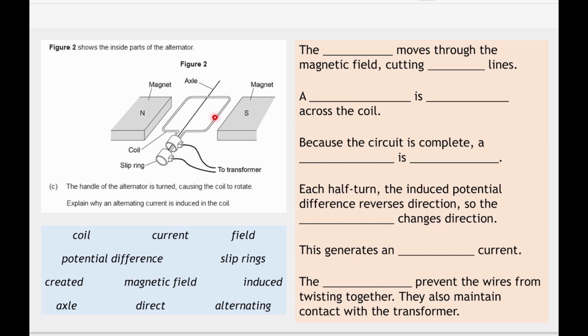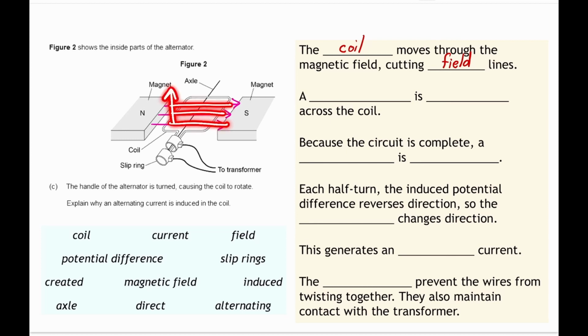Okay, we will start by describing the motion of the coil as it is rotated through the permanent magnetic field. I will draw the field lines of that permanent magnet just for clarity, cutting straight through the coil from north to south, and fill in the first set of blanks. The coil moves through the magnetic field, cutting field lines. When we say cutting lines, we simply mean that one side of the coil has rotated through these pink magnetic field lines, effectively cutting them.